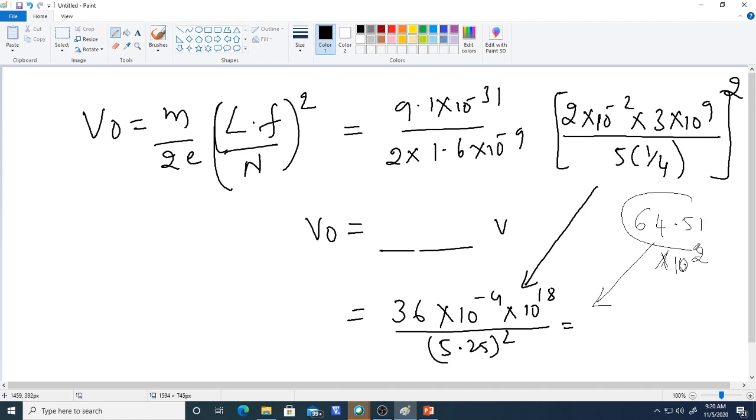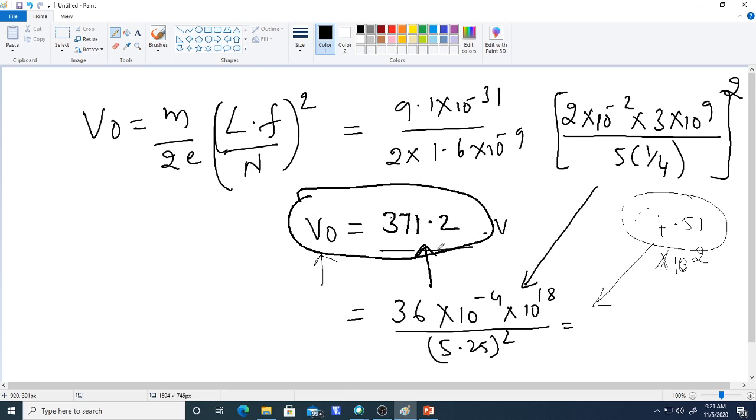Now check the calculation properly, because generally the beam voltage is in terms of 200s or 300s. 371.42, okay. So 371 may be correct, because the beam voltage will be in the 200 to 400 range. Always make sure the beam voltage falls within this range. So now you can take this answer.